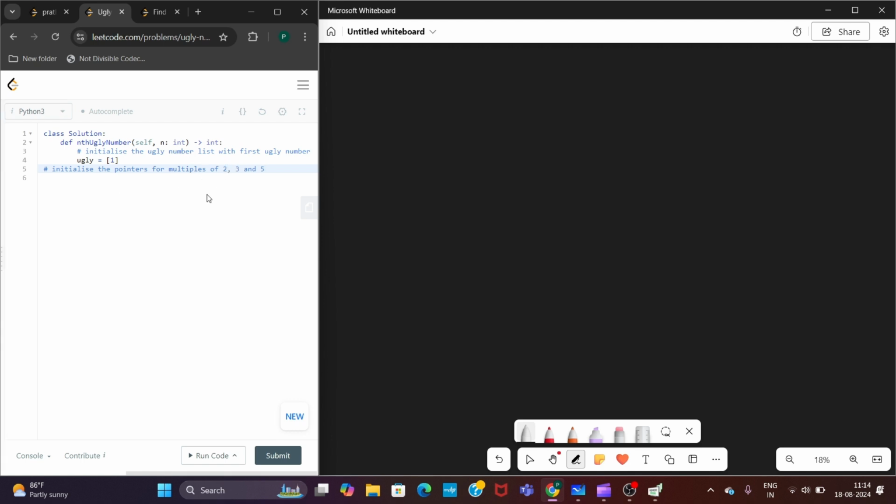So basically let me initialize I2 equals to what? I3 equals to what? I5. I am initializing them to 0. Now we will continue generating the ugly numbers until we reach the nth one.